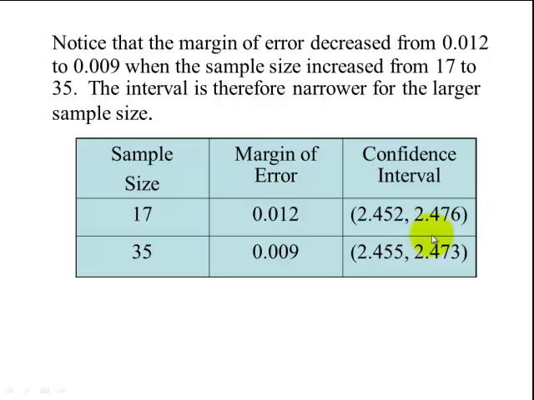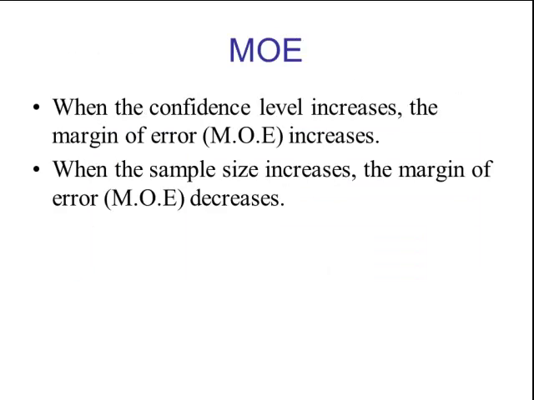So as we increased our sample size, our margin of error decreased. Therefore we have a more narrow confidence interval. In the real world, as you increase the sample size, your confidence interval gets smaller, more narrow, and that's good. But at the same time, a bigger sample size means more money and more time. So that's the trade-off.